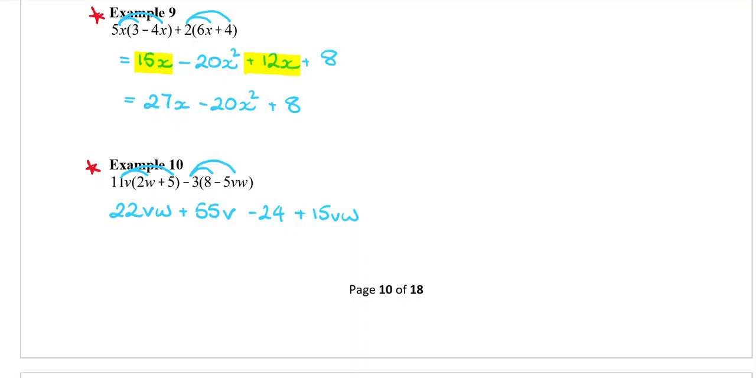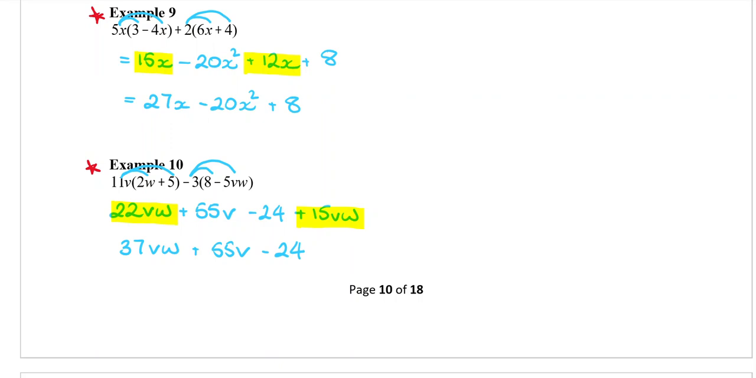Okay, if we got this far, we now want to collect like terms. So 22 VW and 15 VW, they're like terms. So let's put them together. 22 plus 15 makes 37 VW. Then the 55V and the minus 24 stay on the end.